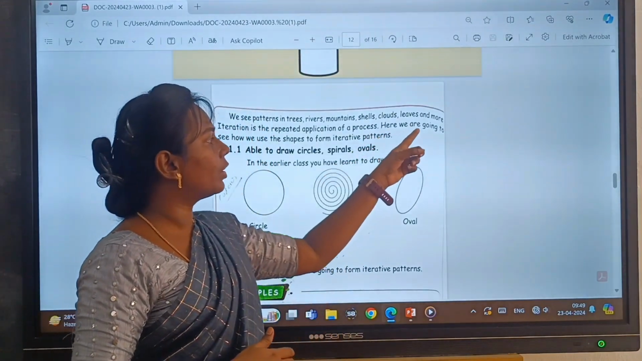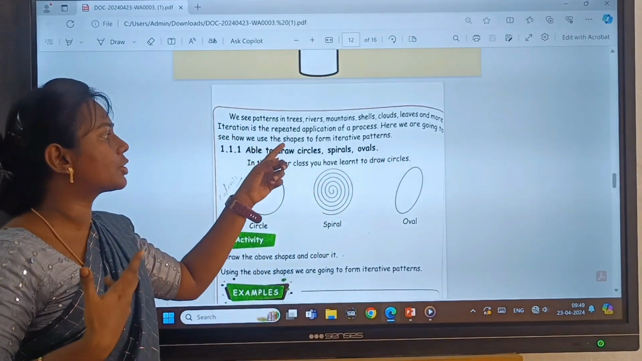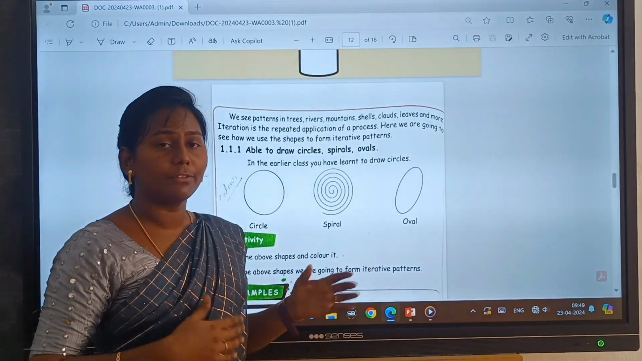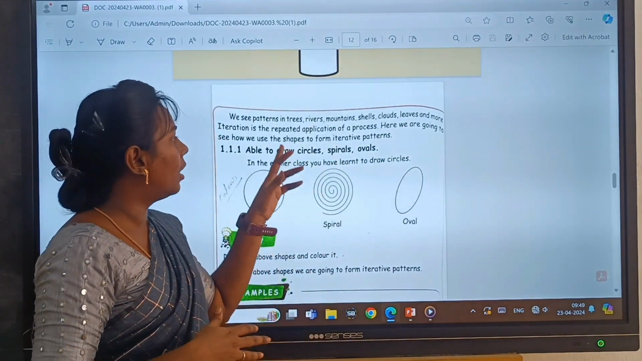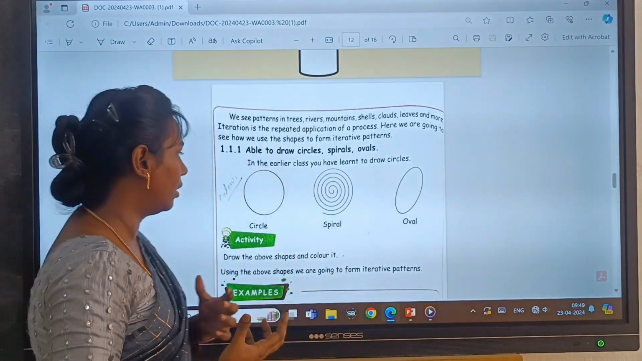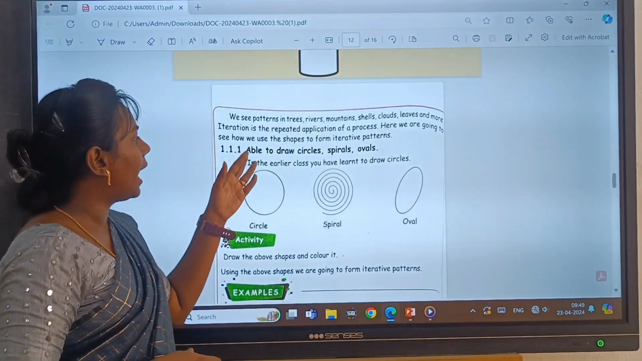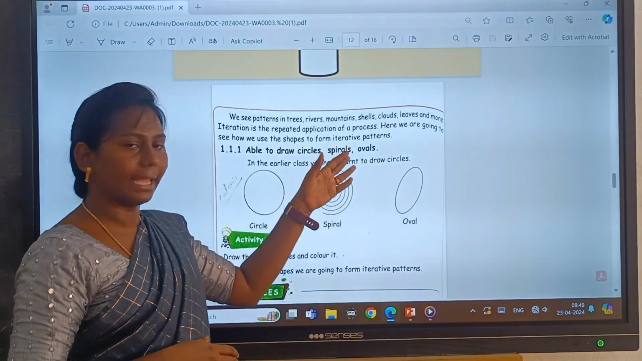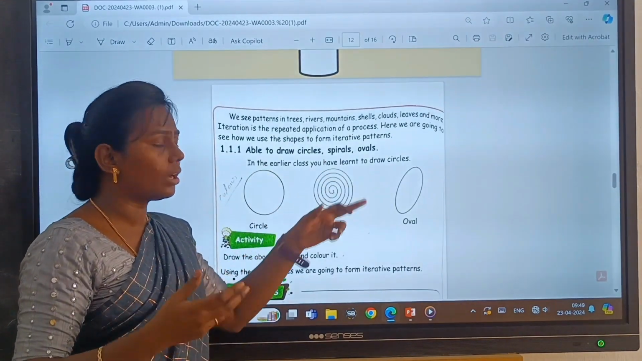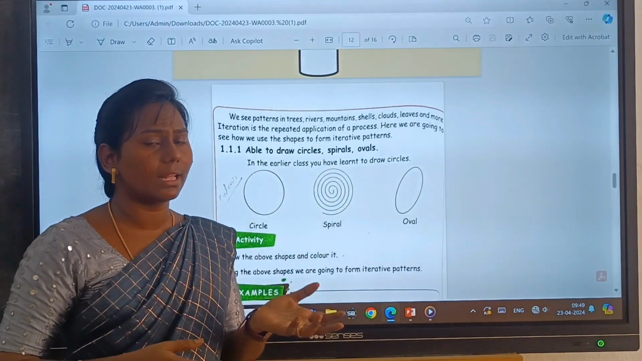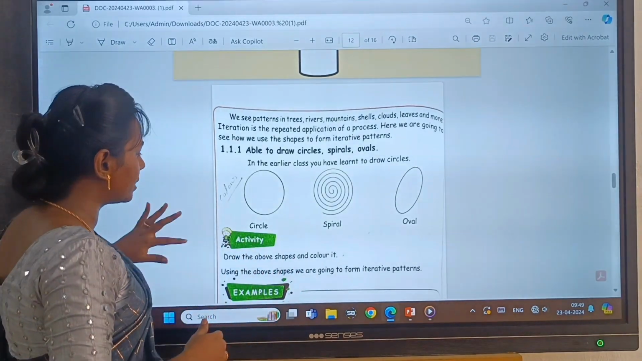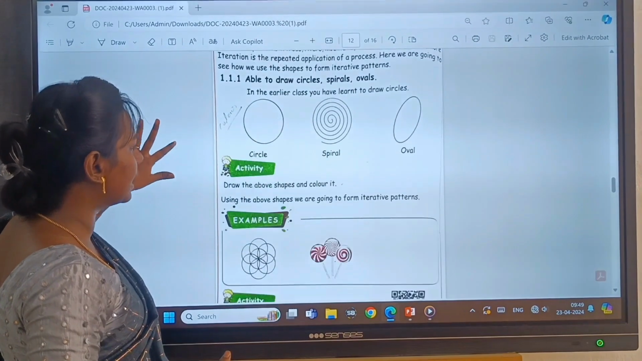Here we are going to see how we use shapes to form iterative patterns. So in this topic we are going to discuss iterative patterns and how they form. Okay children? Okay, listen. You should be able to draw circles, spirals and ovals. In the early classes you already learned how to draw circles, ovals and so on. So now we are going to discuss the circle.